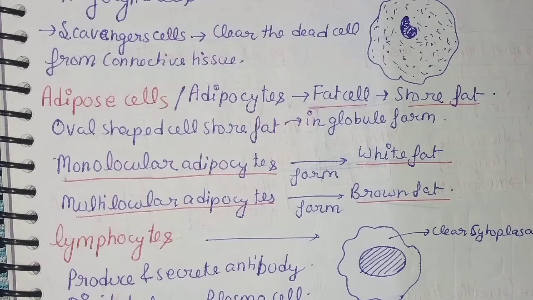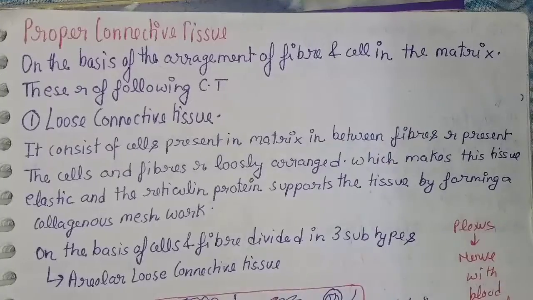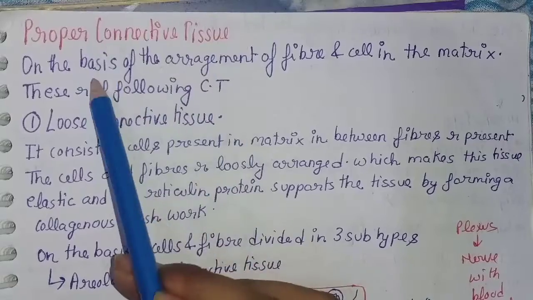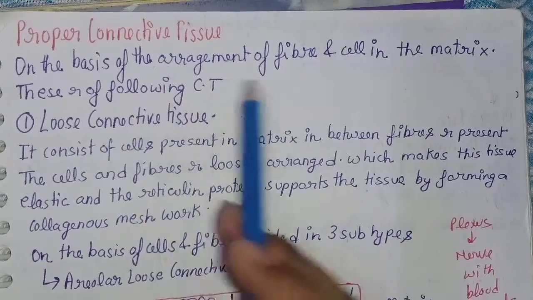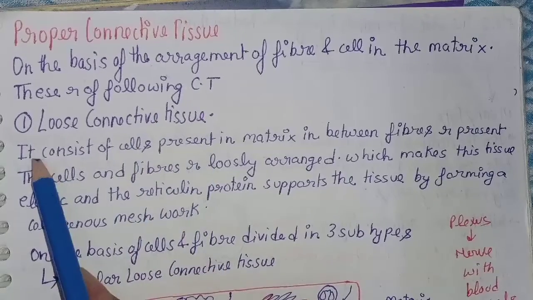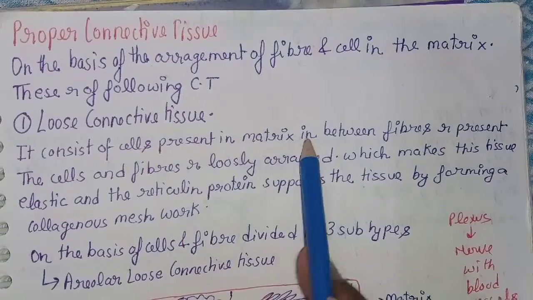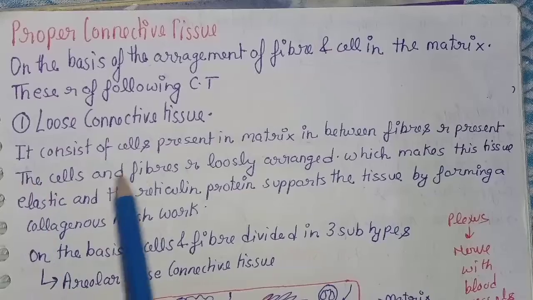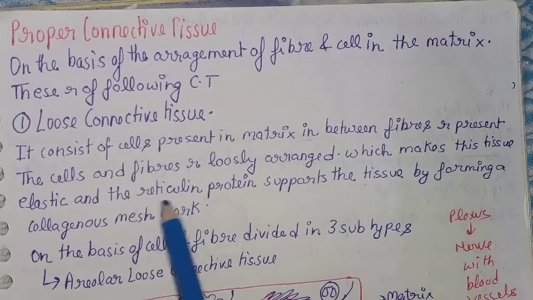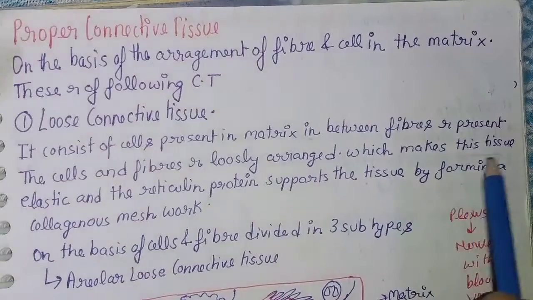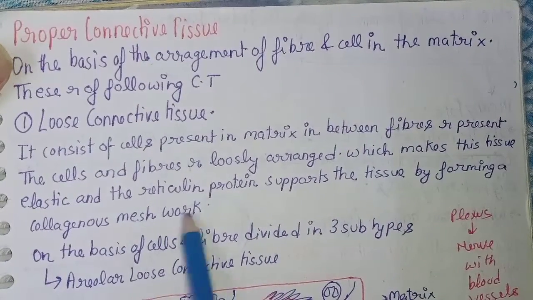Now coming to the branches and further division of the connective tissue according to the classification. So now coming to proper connective tissue, on the basis of arrangement of fiber and cell in the matrix, there are the following types. Like loose connective tissue, it consists of cells present in the matrix. In between, the fibers are present, the cells and fibers are loosely arranged, which makes the tissue elastic, and the reticulin protein supports the tissue by forming a collagenous meshwork.